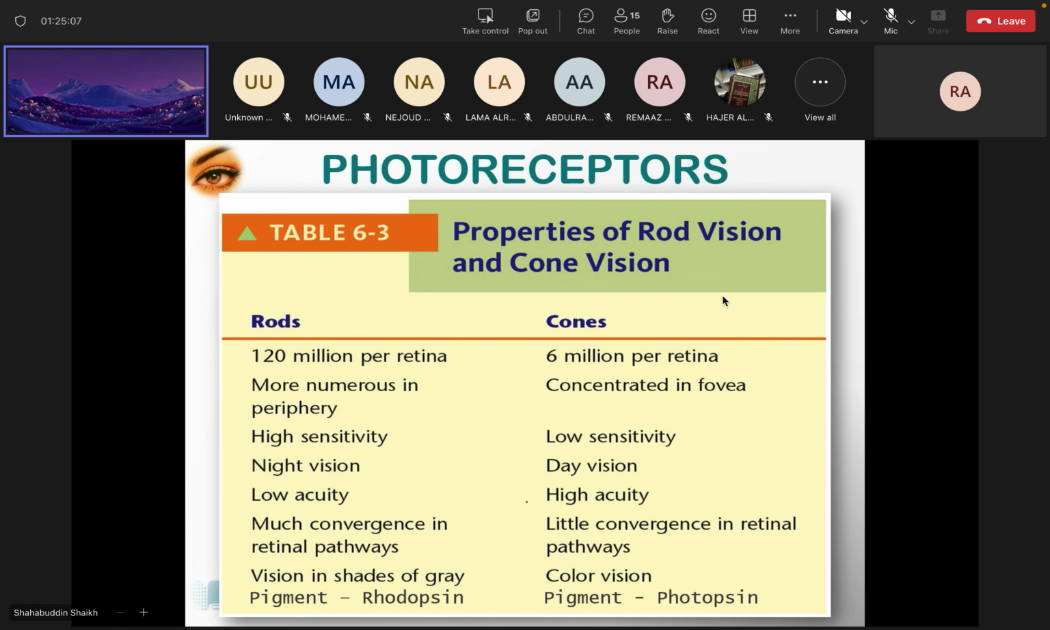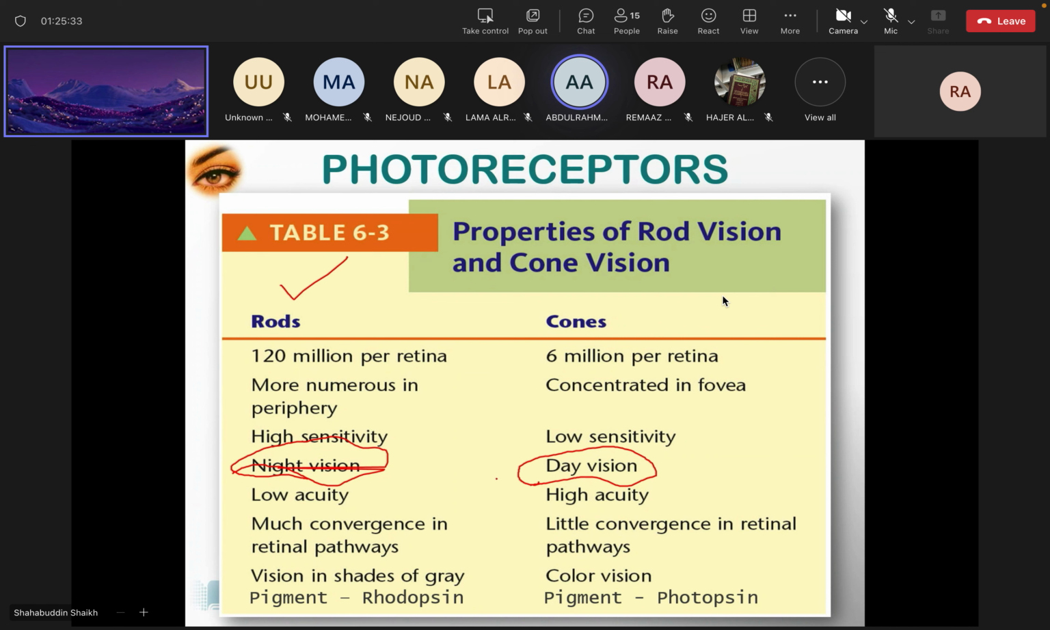Rod is very good for night vision. So when you are looking at night, your vision is using rod receptors. Cones are very good for day vision. So that means what? Are rods more sensitive or cones more sensitive to light?